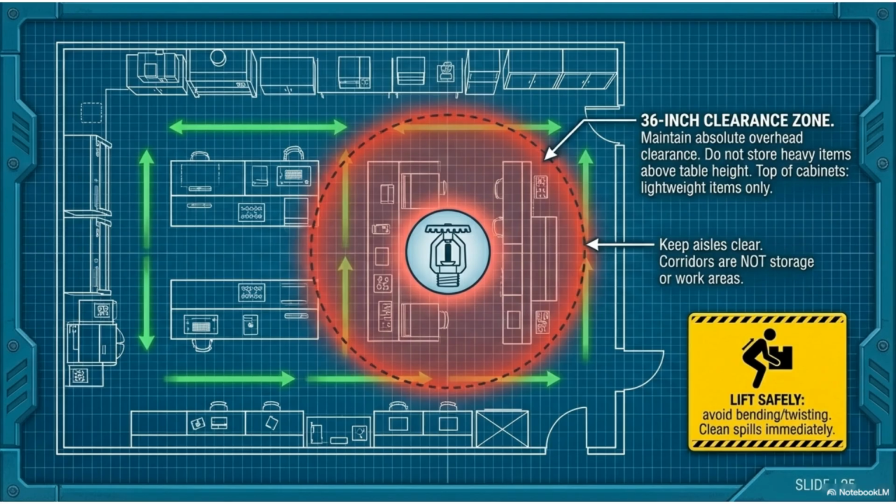In the lab environment, maintain a 36-inch clearance zone, especially around overhead items. Keep aisles clear. Corridors are not for storage. Lift safely, avoiding bending and twisting, and clean spills immediately.